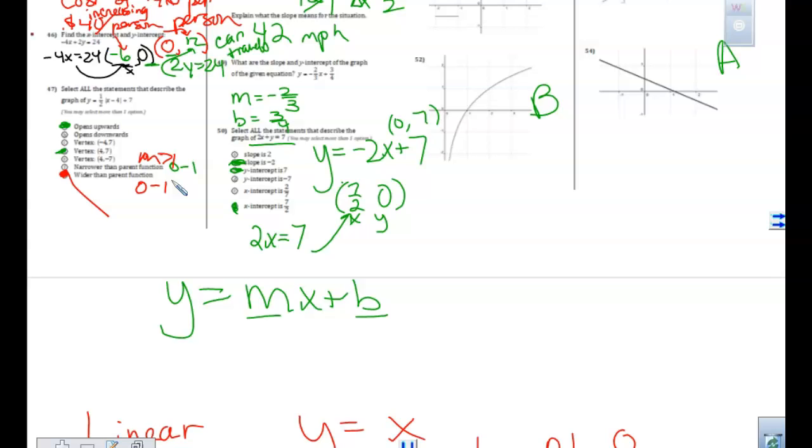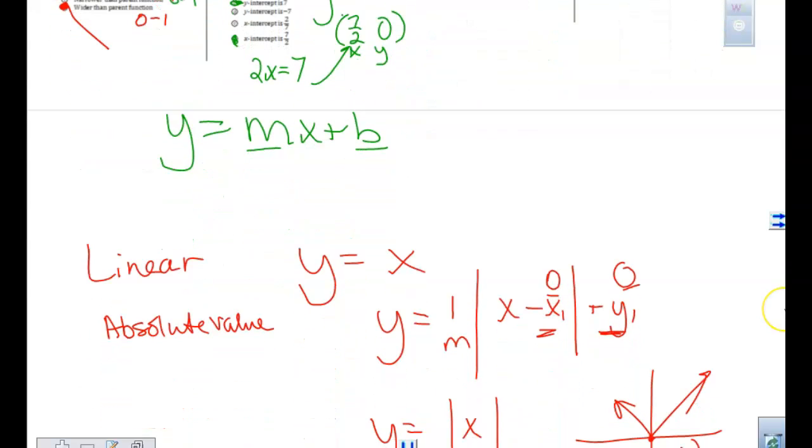The vertex, instead of it being at 0, 0, our parent function, moves to 4, 7, because that's my x and y, and it opens upwards still. So the parent function is just like saying, what if it is just y equals x for linear, or y equals absolute value of x? How did it change using the slope and these? So that kind of goes back to the last one. Does that make sense? Okay.